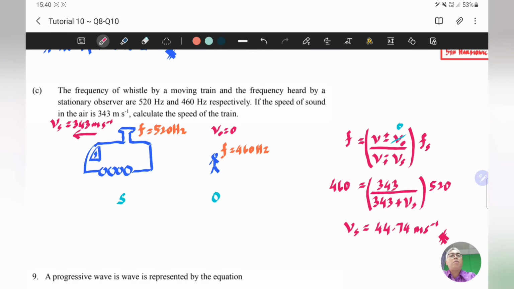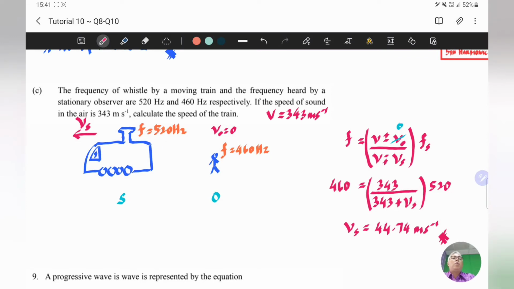Let me delete this to avoid any confusion. V representing the speed of the sound wave is not the train. The speed of the train should be here. I need to delete this one to avoid any confusion. This is V of train, which is Vs, the unknown source speed. V of sound wave is given already, V of sound wave is 343 meters per second. That one is different.